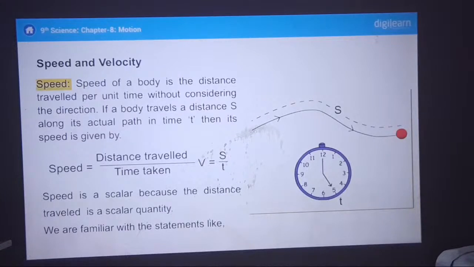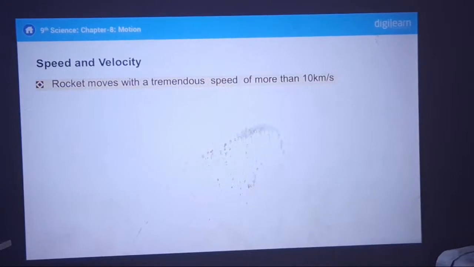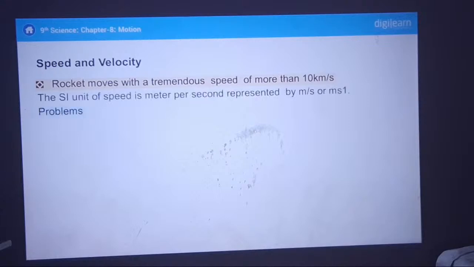We are familiar with statements like bus is moving with a speed of 60 km per hour. Car moves with 100 km per hour speed. Aeroplane is flying at a speed of 350 km per hour. A cyclist is moving with a speed 36 km per hour or 10 meters per second. Rocket moves with a tremendous speed of more than 10 km per second. The SI unit of speed is meter per second, represented by m/s.